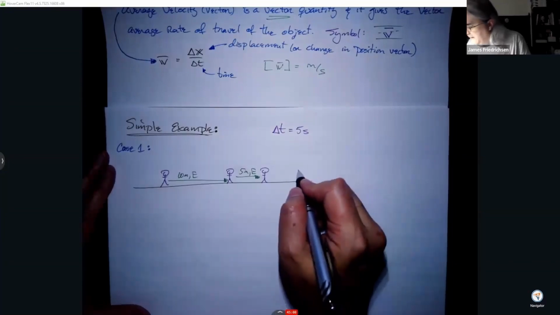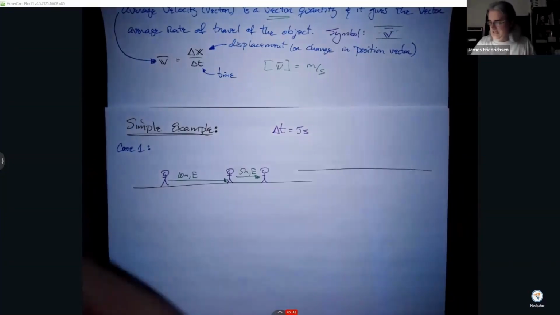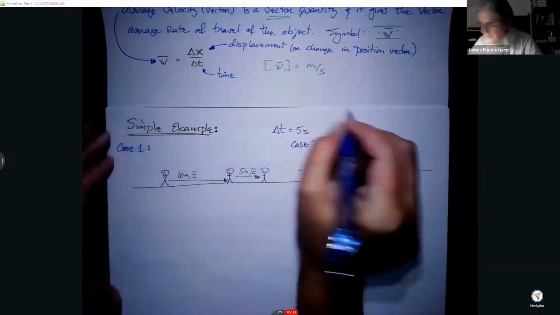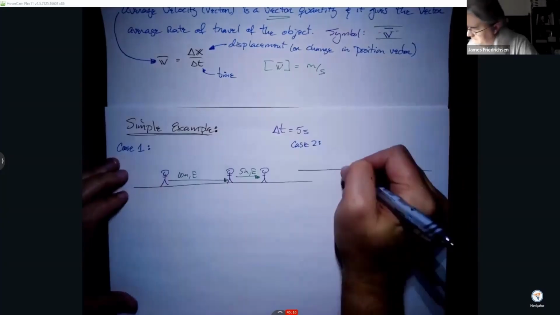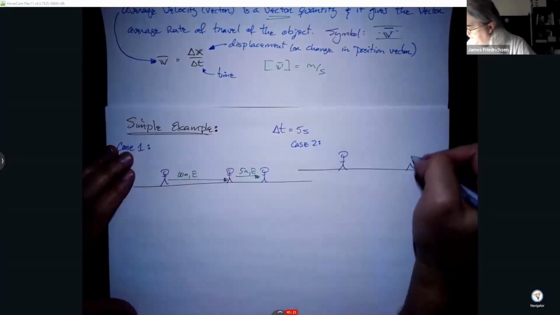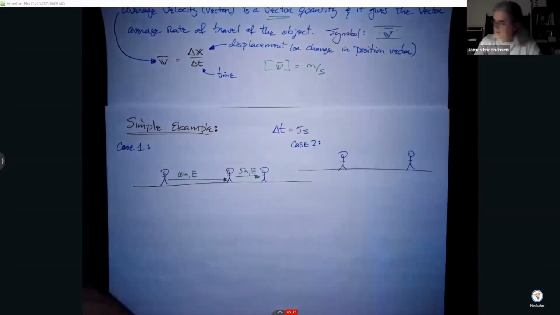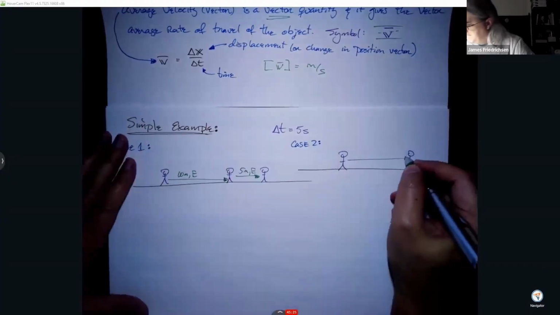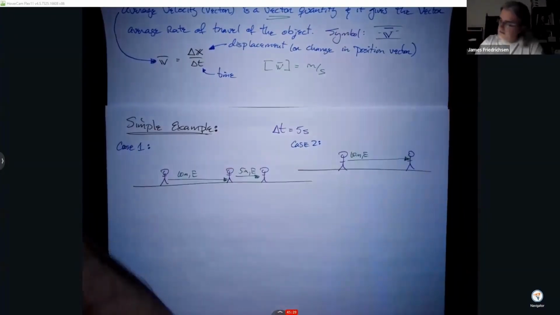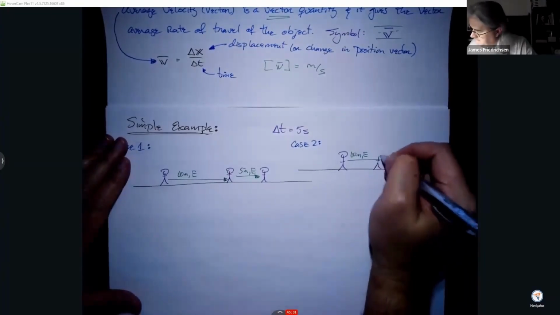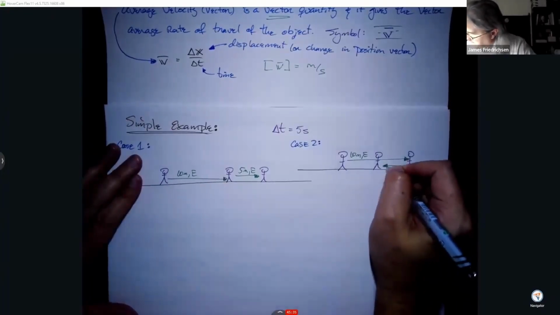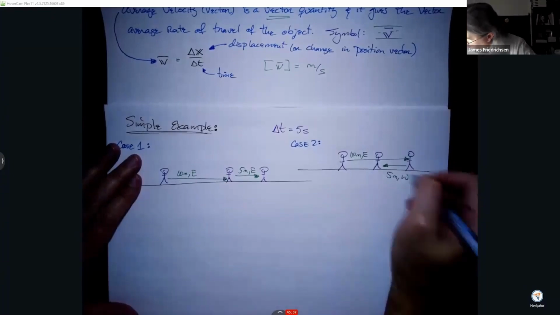And we can go in, and in the second case, I'm going to have our person, and they're going to move 10 meters east. But then they're going to cut back 5 meters west. Okay.